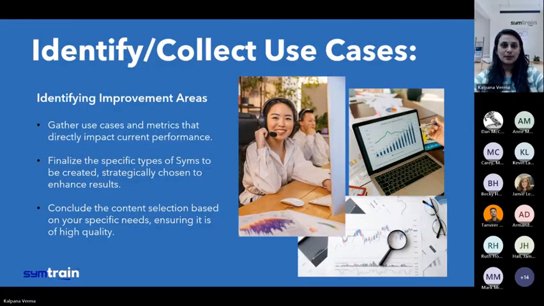Moving on, we have identifying and collecting use cases. Here I have divided this into three sections. First, you want to gather use case metrics that directly impact your current performance. If I talk about this example, like we were talking, there is an average performer who is really good with creating good conversation. He's really good with CSAT. Since he's really good with conversation, he's really good at resolving customers' concerns. His CSAT is good. So that is one KPI, one metric that is helping him improve his performance.